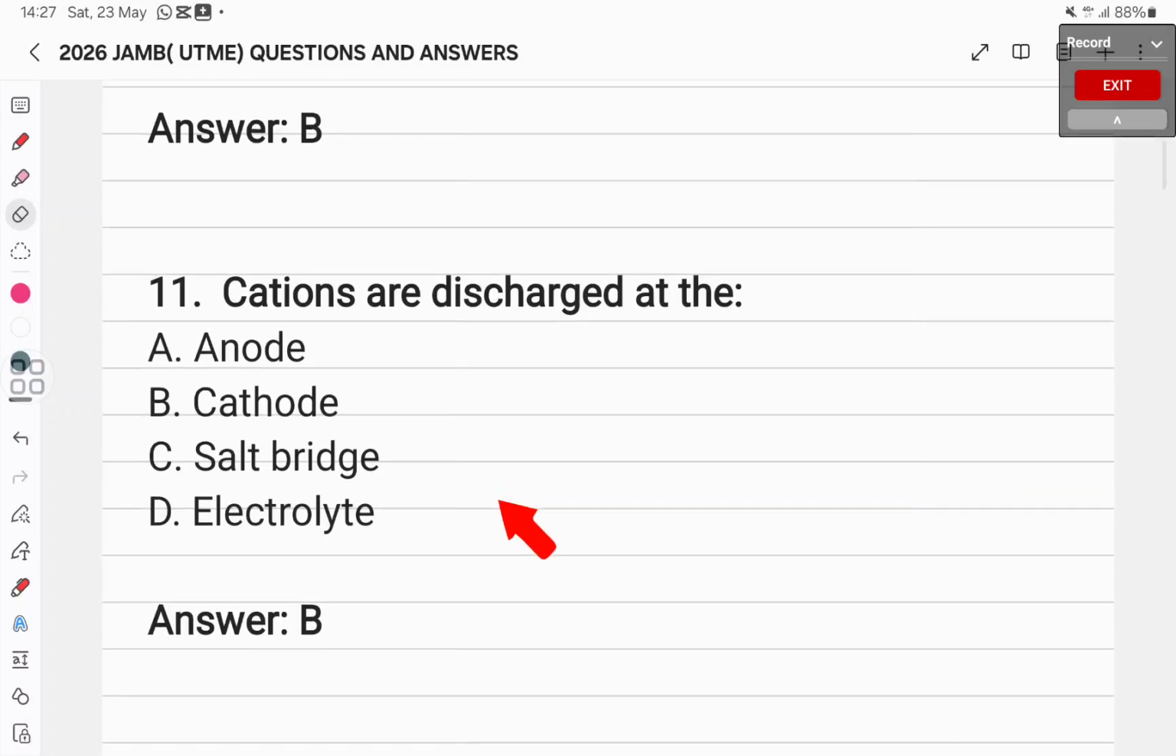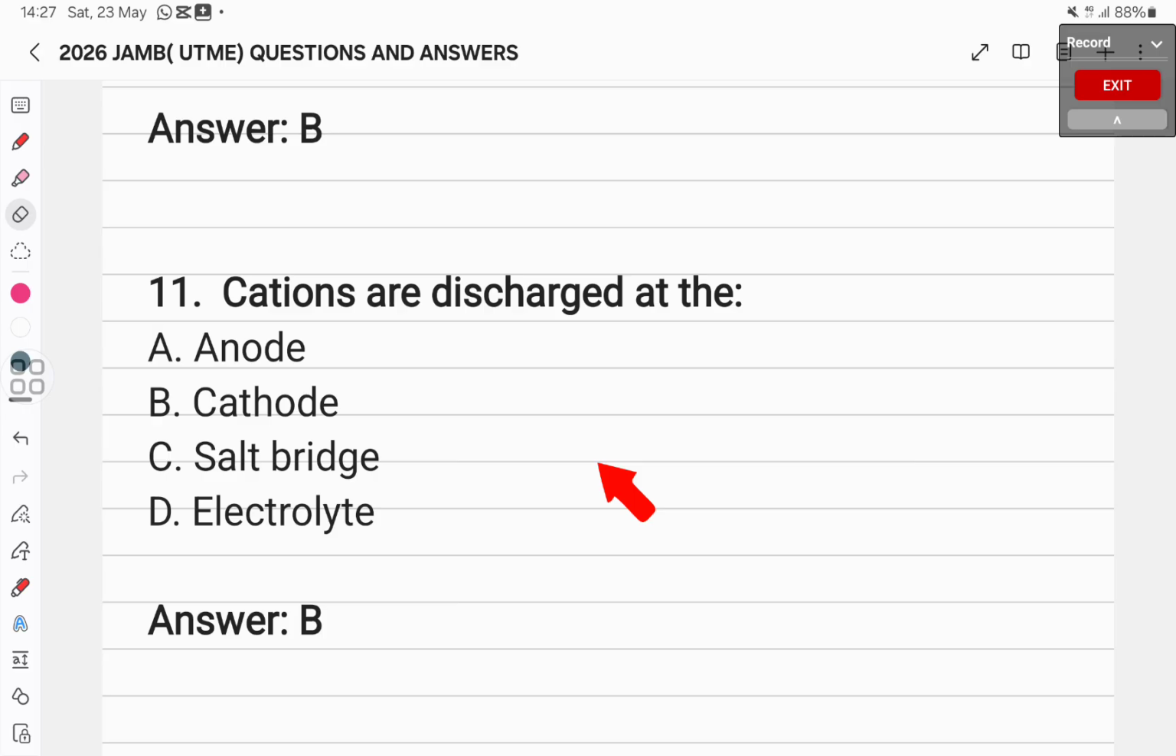Question number 11. Cations are discharged at where? This is talking about electrolysis. For those of you that still remember the concept of electrolysis, inside the electrolytic cell, you have the electrolytes and you have the two electrodes. One is called anode, that's the positive electrode, which is usually on the left-hand side by drawing. The other one is called cathode, which is a negative electrode.